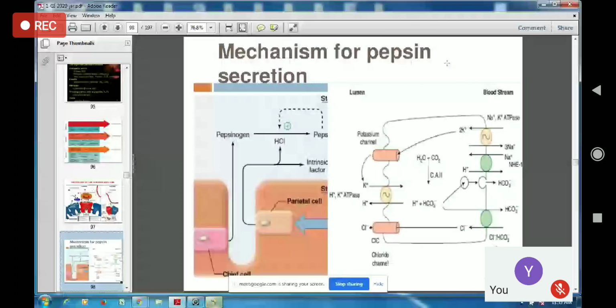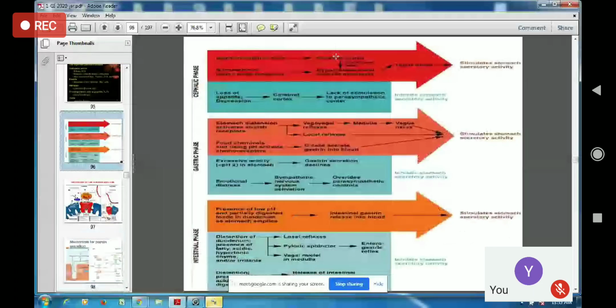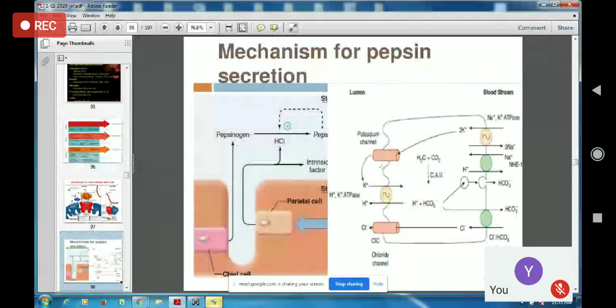That is what is written here. This is not very clear, but you can make out that this is the cephalic phase, the gastric phase, and the intestinal phase. So when we are asked about HCl secretion, we are supposed to write how HCl is secreted. We are supposed to write this right portion of the slide. And then we have to talk about the cephalic phase, gastric phase, and intestinal phase.